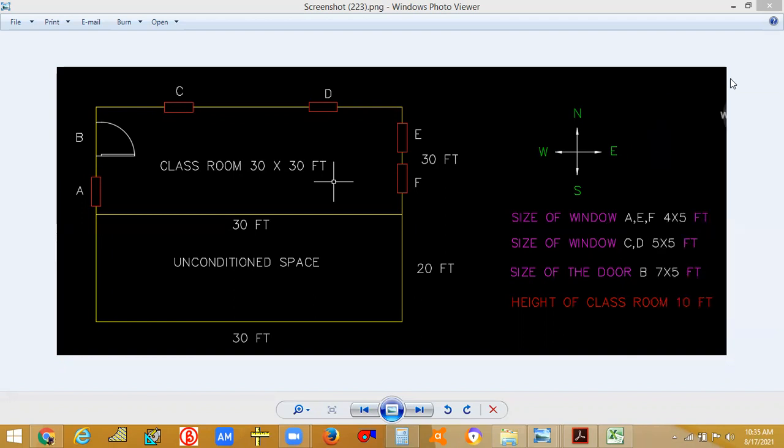Now, this is the orientation. So the orientation is very important: north side, south side, west side, and east side. This is very important. Okay. And the orientation of a building is important.